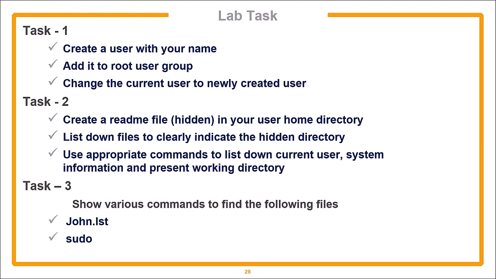Here is your mission. Task 1. Create a user with your name, add it to the root user group, and change the current user to your newly created user. Task 2. Create a hidden README file in your user home directory, list the files to clearly indicate the hidden file, and use commands to list the current user, system info, and present working directory. Task 3. Show the various commands required to find the files john.list and sudo. Do not skip this step.